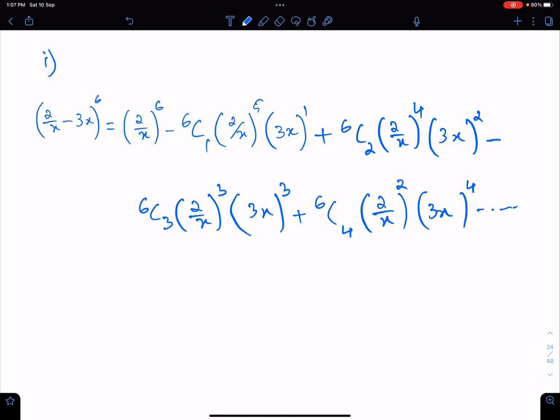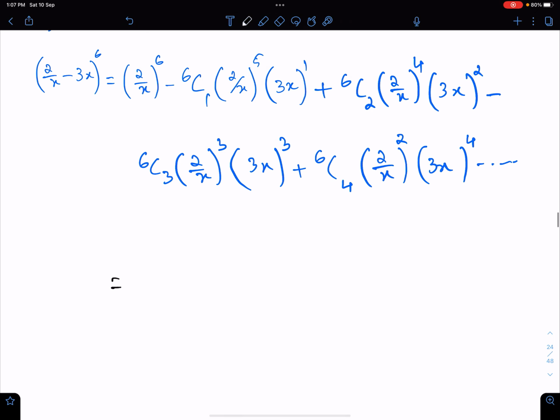Now simplify this first part. So we have 64 upon x power 6. 6c1 is 6. 2 power 5 is 32. 32 times 6 makes 192. Let me check this. 6 times 32 times 3. So the answer is 576 upon x power 4.